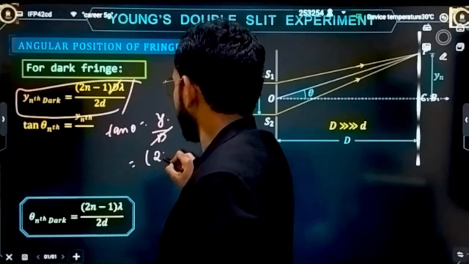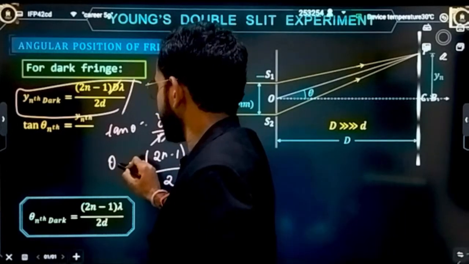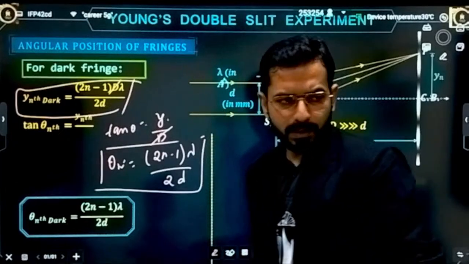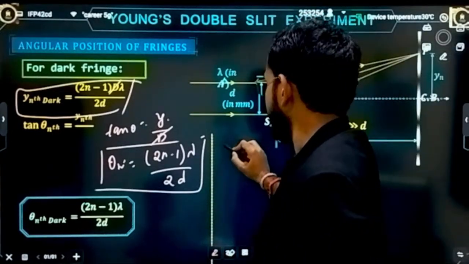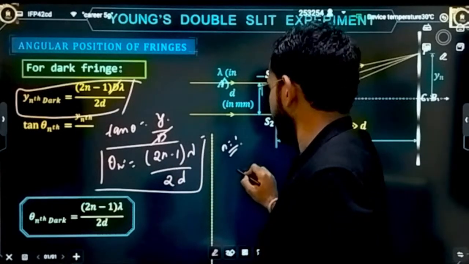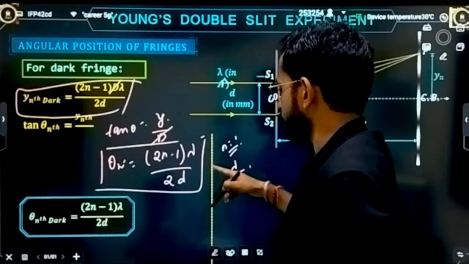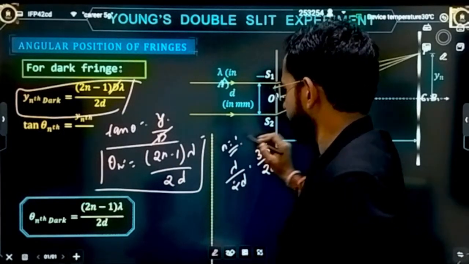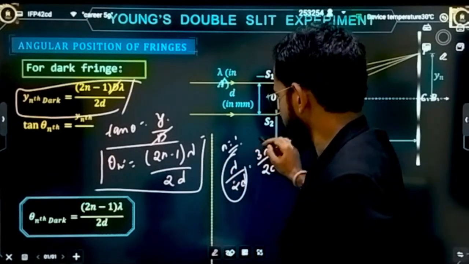In general, we get 2n minus 1 lambda divided by 2d, and I can write this as theta, because tan theta is very small. That's why I can write it as theta. Now put n equals 1. It becomes lambda divided by 2d. Put n equals 2. It becomes 4 minus 1, that is 3 lambda divided by 2d. These are the angles of the first minima and the second minima.